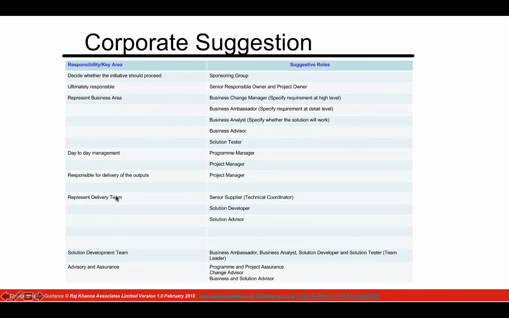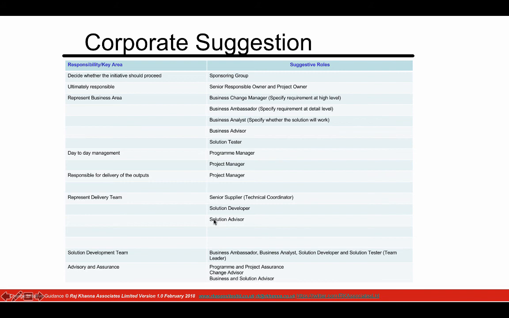Representing the delivery team, we could either use the word senior supplier or a technical coordinator. So they're informing us whether the solution that is being asked for by the business is actually technically viable. We have the solution developer. Instead of simply calling them team managers, why not call them solution developer? Because that's exactly what they're doing. They're developing a solution, and of course we can have a solution advisor.